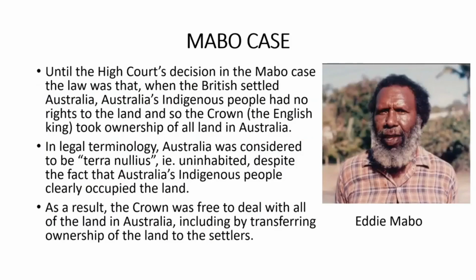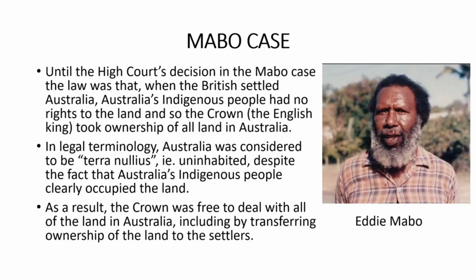Up until 1992, it was part of the common law that when the British settled Australia, the Crown, that is the King of England, took ownership of all of the land in Australia. This was because the British treated Australia as being unoccupied when they settled it. In legal terminology, Australia was considered to be terra nullius, that is, uninhabited land.